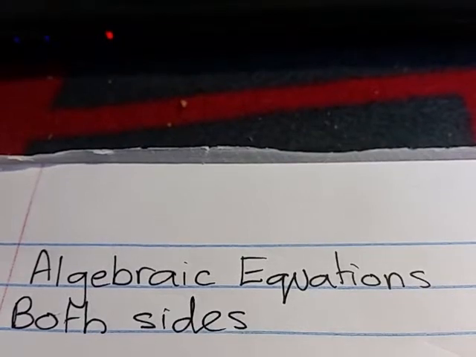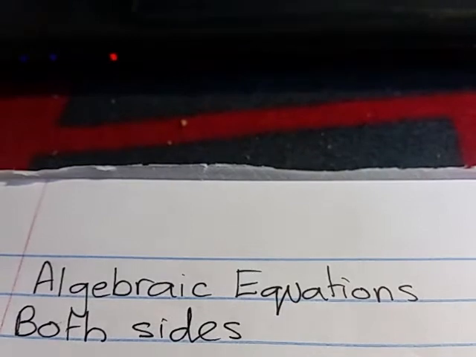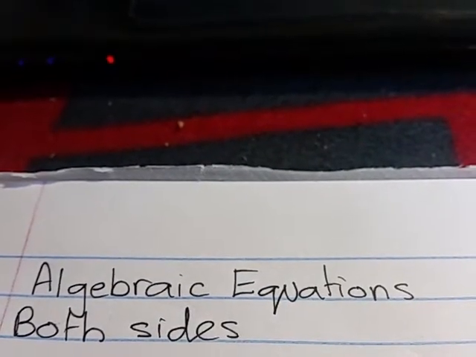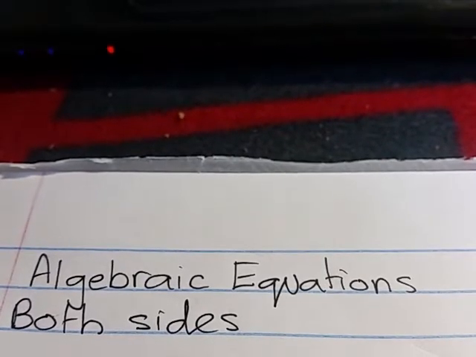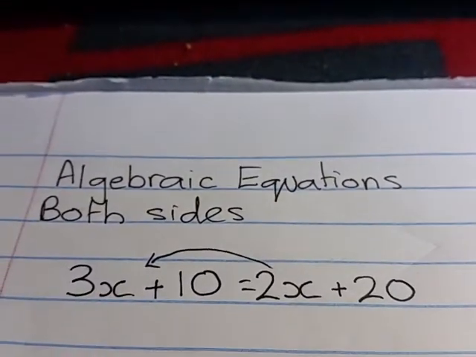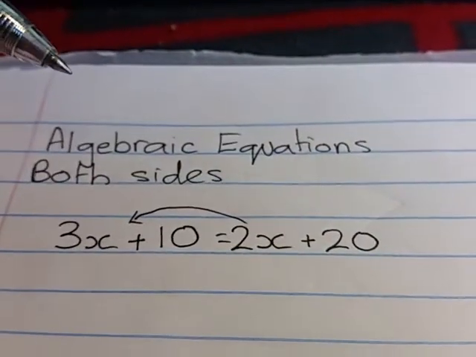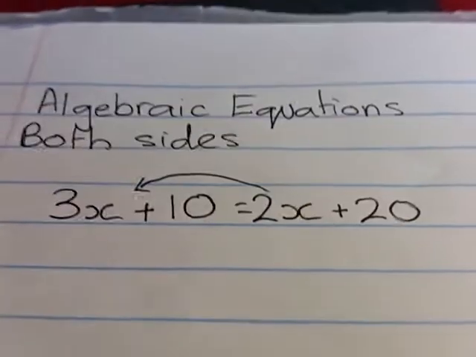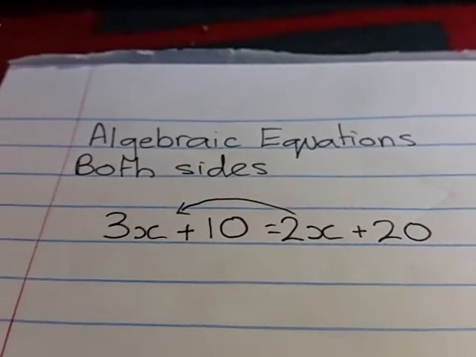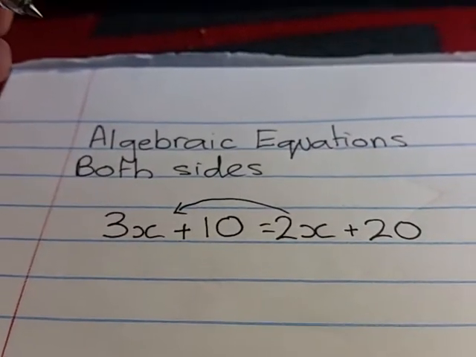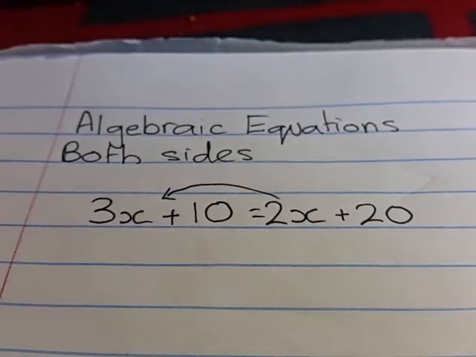In today's video, we're going to be doing type 3, unofficially, of the algebraic equations known as the both sides. I call them both sides because they literally have variables on both sides. So an example of this one is 3x plus 10 equals 2x plus 20. And you are required to solve for x. Solve for 1x. So to do this, it's pretty simple.